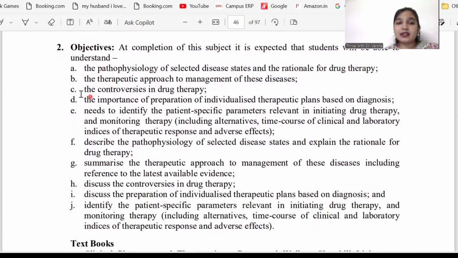And once you have completed this study, you should be able to know the pathophysiology of selected diseases and the rational drug therapy for those, the therapeutic approach to management of those diseases, and the controversies in drug therapy. You should understand the importance of preparing an individualized therapeutic plan based on the diagnosis and needs, identify the patient-specific parameters relevant in initiating drug therapy, and monitor the therapy over the time course using clinical and laboratory indices of therapeutic response as well as adverse drug effects. The rest, all F to J, is again the copy-pasted version.